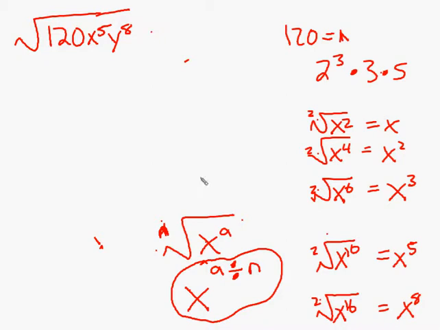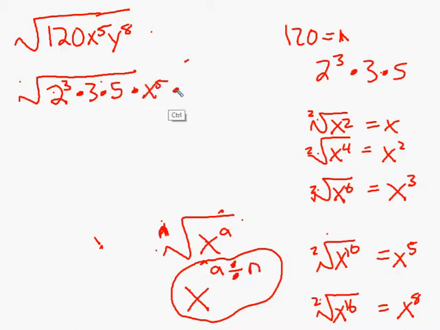Anyways, I'm going to replace that 120 with 2 cubed times 3 times 5 times x to the 5th times y to the 8th. Now, I'm going to divide all those exponents by what number? 2, because that's my index. But I can't divide all these by 2, because what's the exponent on the 3? 1. So I can't divide those by 2.